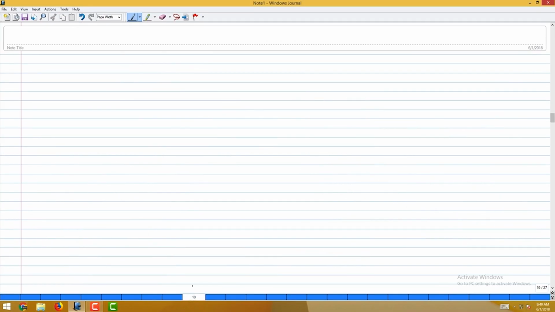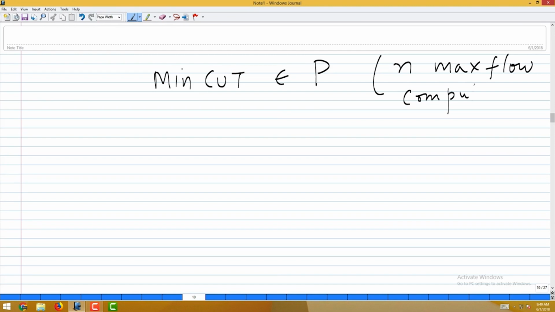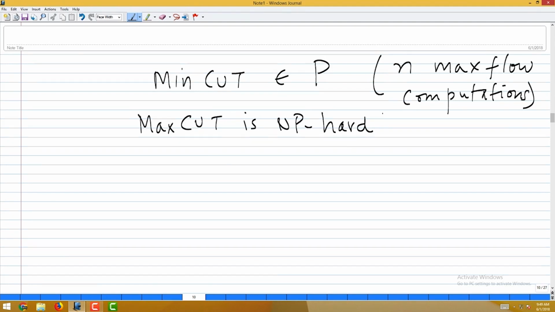In fact, next week you will see some interesting randomized algorithm to compute min cut even faster than doing flow. But max cut we will not do here, though it turns out max cut is NP hard. So, it is another maximization problem.